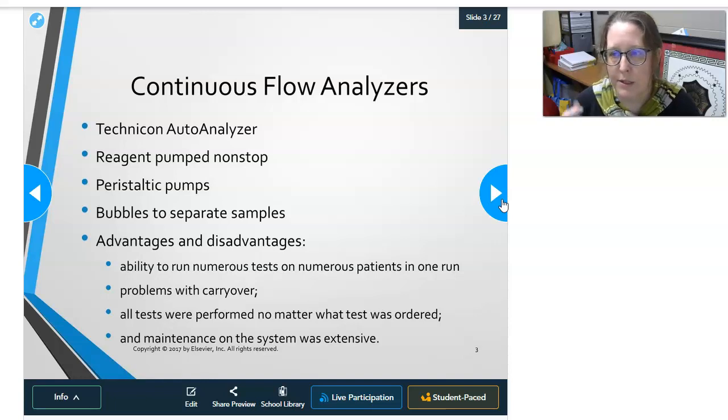So if a substance, an analyte, was sticking to the tubing, sometimes the wash in between is not enough to remove it, and then it would contaminate the following specimen, and so that's called carryover. All tests are performed no matter what test is ordered.